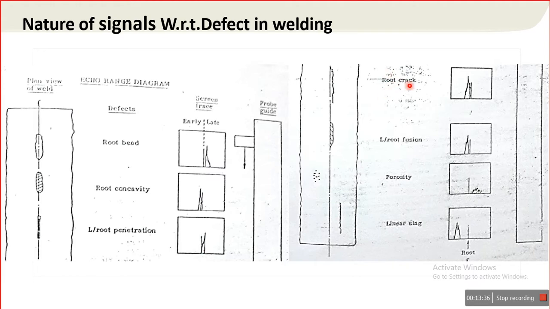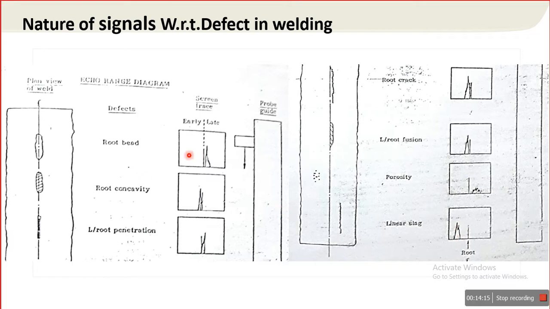Suppose there is a root crack at root, then screen gives us this type of indication. If there is a lack of root fusion, then screen gives us this type of response. If there is a presence of porosity, then also system gives us a different response like this. If there is slag present in the material, then a different type of response is given by the instrument.